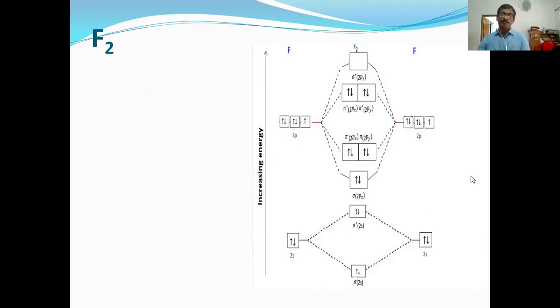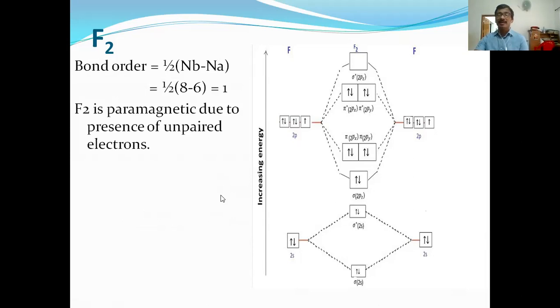Now what is the bond order? Count the number of electrons in the bonding molecular orbital: 2, 4, 6, 8. How many electrons in the antibonding molecular orbital? 2, 4, 6. 8 minus 6 equal to 2, divided by 2, 1. So bond order is 1: half into 8 minus 6 equal to 1. What about the magnetic property? Consider the molecular orbitals. Is there any unpaired electron? No, there is no unpaired electron. All the electrons are paired. So it is diamagnetic.